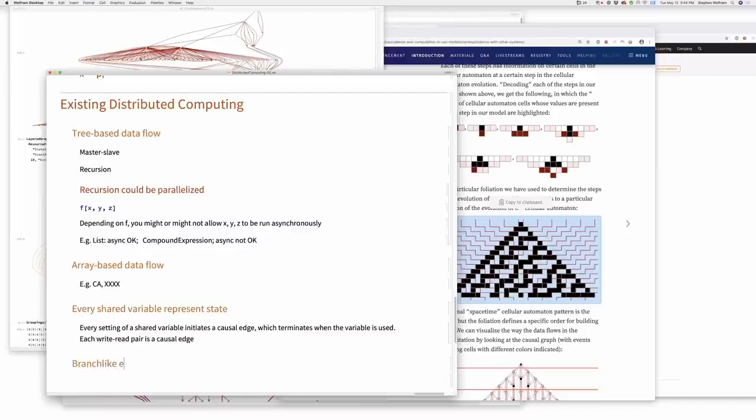So a branch-like edge is a race condition. Right. That is a case where what you get on a different branch of the multiway system gives you something different. That's a dependence between different branches of the multiway system. Yeah, I think that's right.